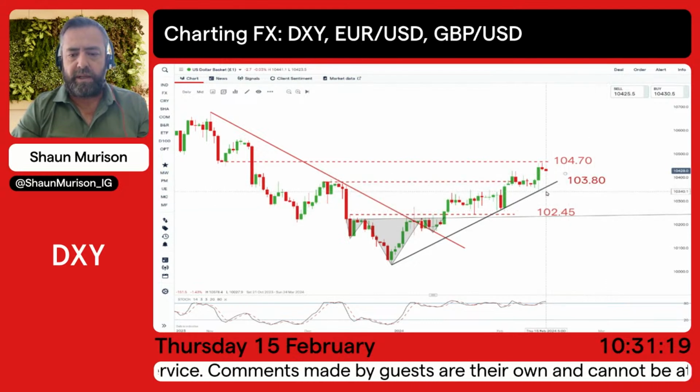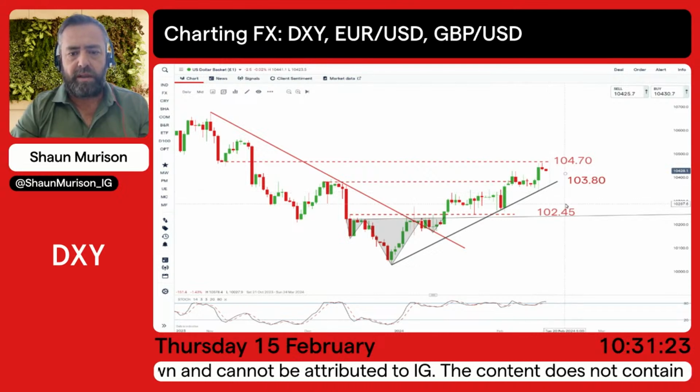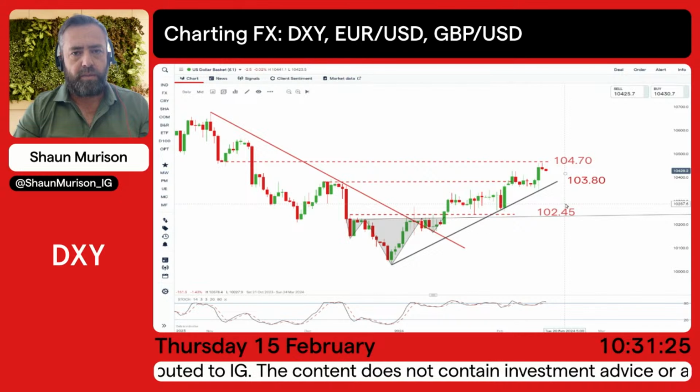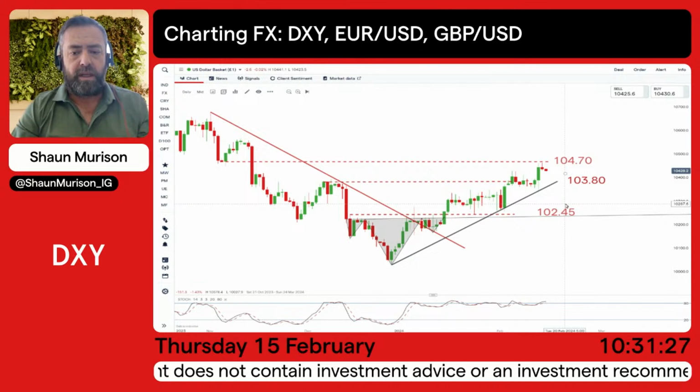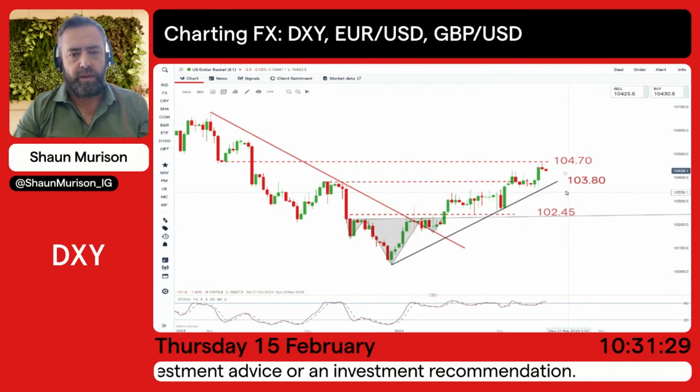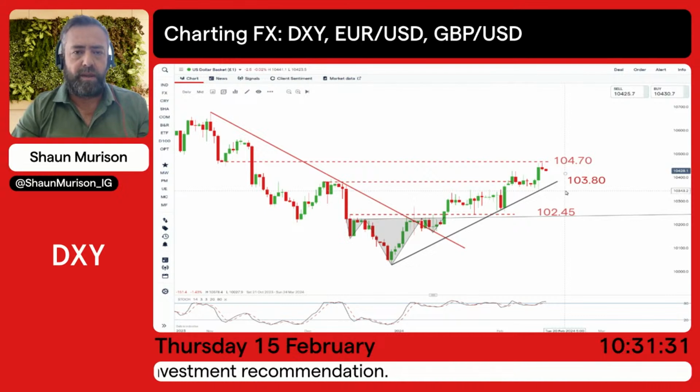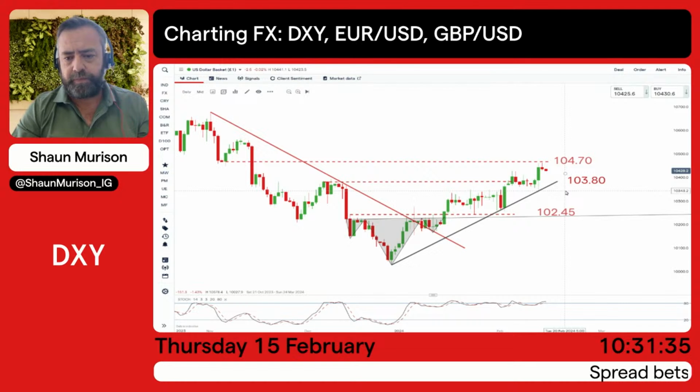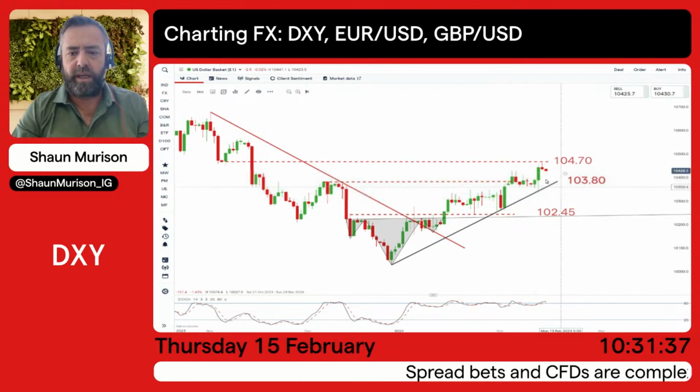If we start taking out some major lows here, maybe start trading below 103.14, then maybe we consider that the short-term correction has gone a little bit further and maybe starting to reverse the trend again. But at this point in time, that trend reversal is in place. We've gone from a downtrend into an uptrend, and we are looking at buying into pullbacks.